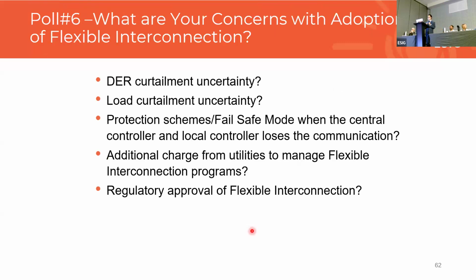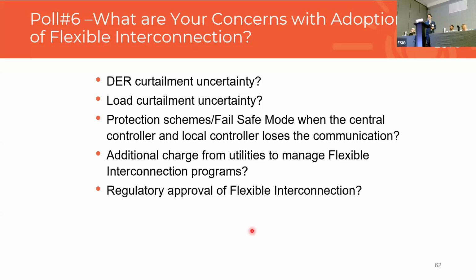That's a fun question here. What are your concerns with adoption of a flex interconnection? The first one here is the DER curtailment uncertainty. Are you concerned about this question? If you are, raise your hand. I can tell you that if you are the developers, this is the number one concern they have, because in upstate New York State, we ran the flex interconnection workshop with all the developers. This is the number one pick for them.